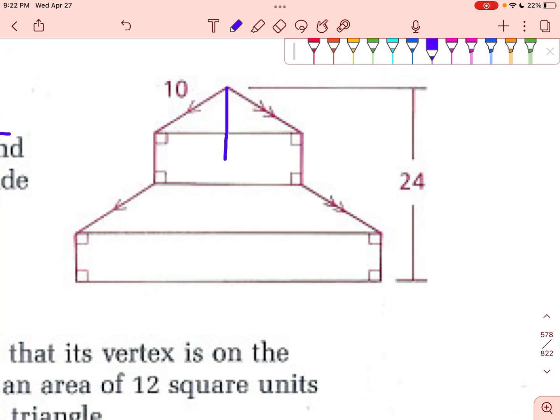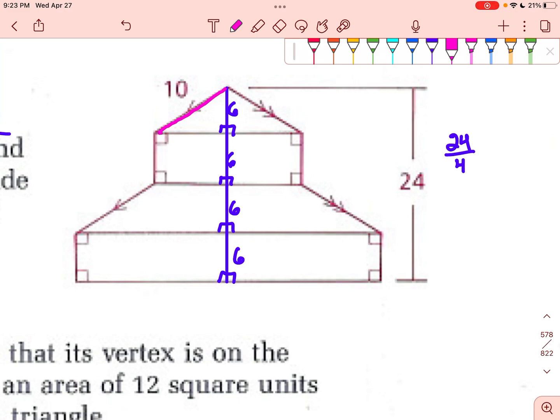shapes of equal height. And it's telling you that each of these heights is going to have to be 24 divided by 4, which gives you 6. So this height is 6, this is 6, and I'll draw my right angles, and each of those has to be 6. That is important because then we can start right here with this top triangle.